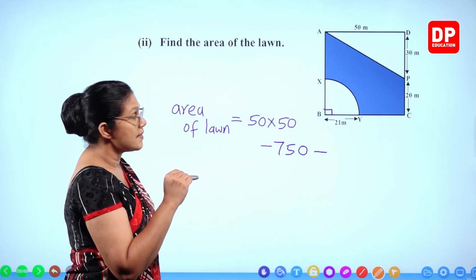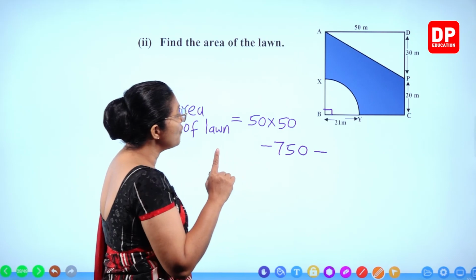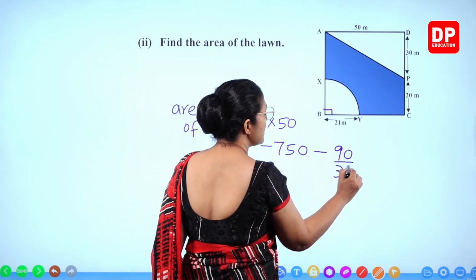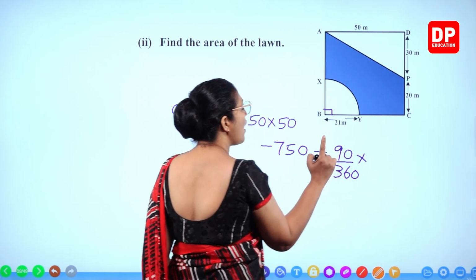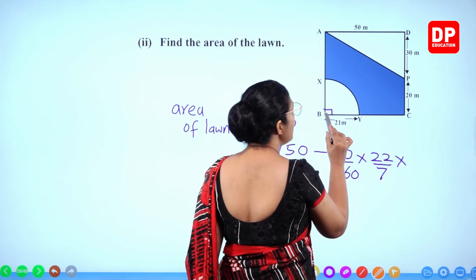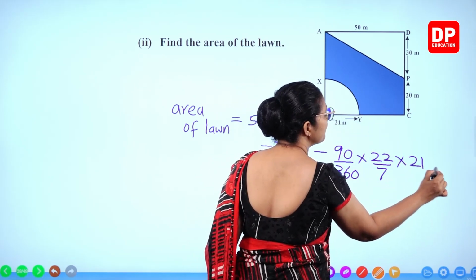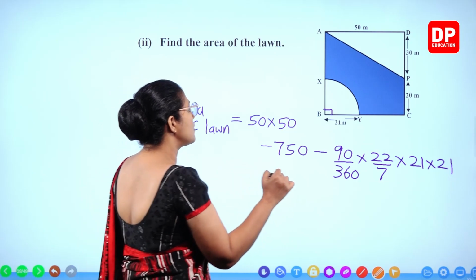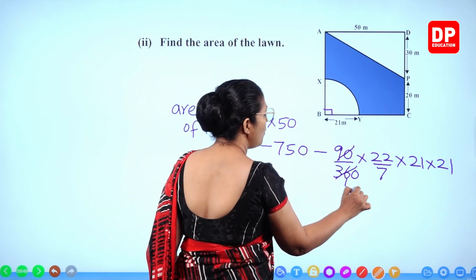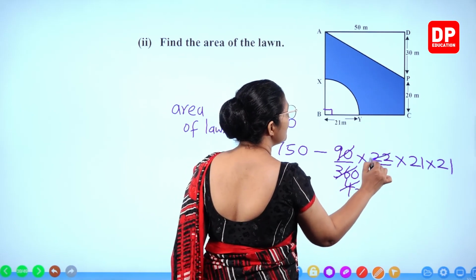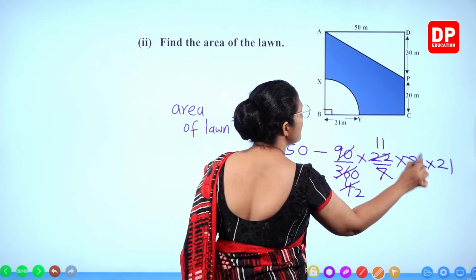That's 90 degrees here. So what's the area of the sector? 90 over 360 into pi r squared. Pi you can take as 22/7. Radius is 21. So you have to simplify this one. So this is 4. Divide by 2. You get 11. 7 times 3.